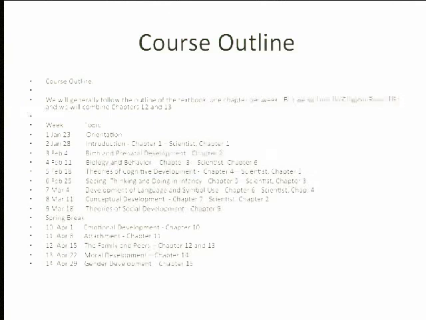That's the structure. And the course is organized topically, so the textbook is organized topically. So first we're going to talk about biology, we'll talk about cognitive development, and then we're going to talk about social development. And we're going to go through each of these topics and talk about how children are developing across each of those topics. Okay, any other questions?